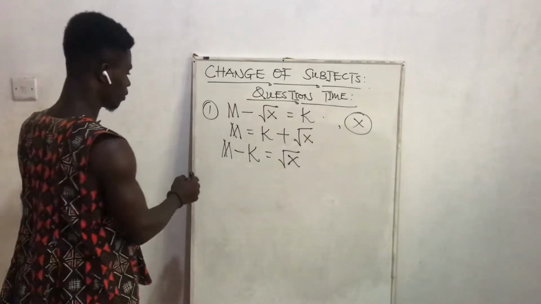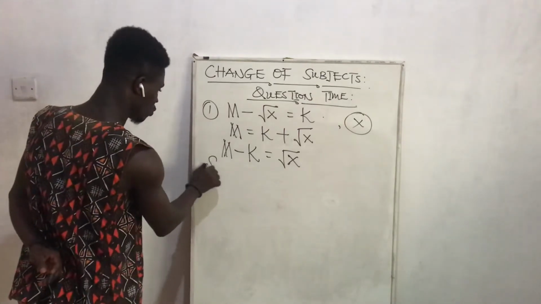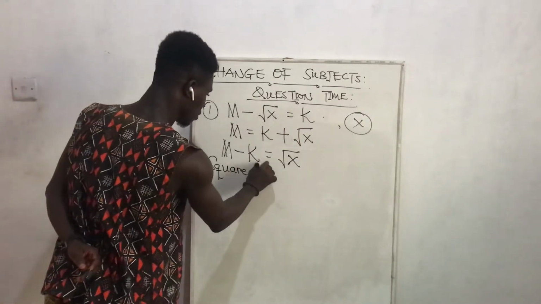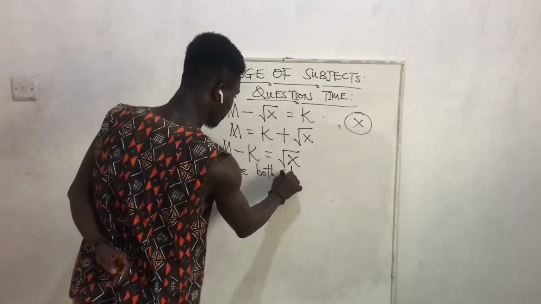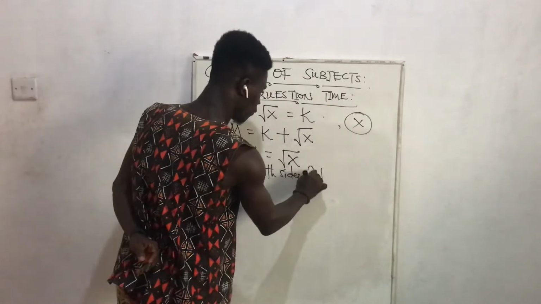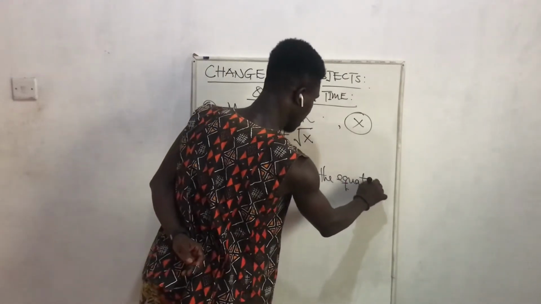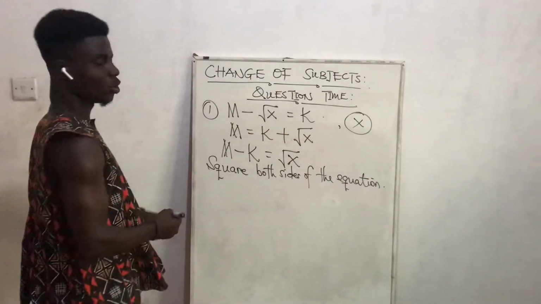So now you square both sides. Square both sides of the equation to remove the square root.